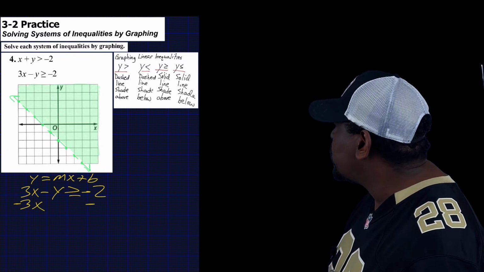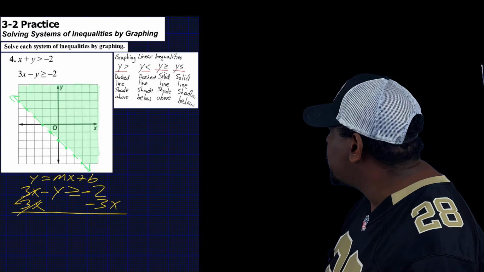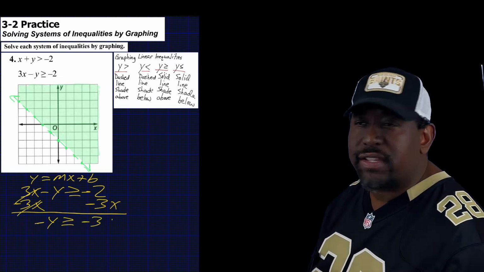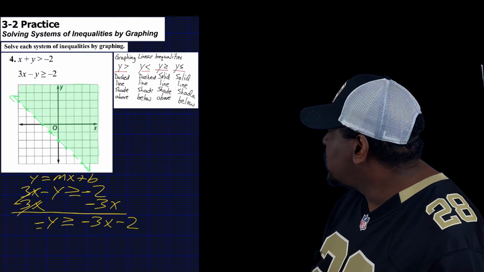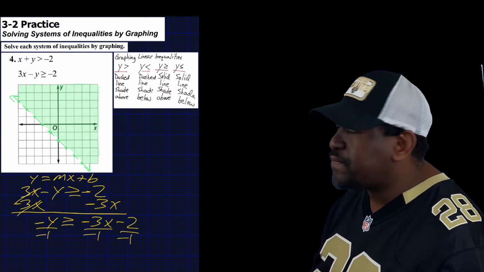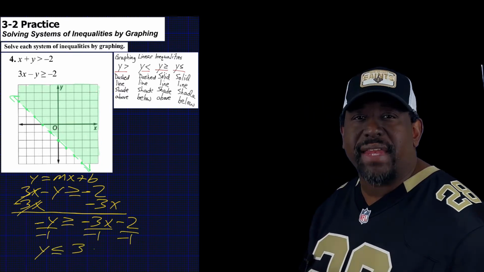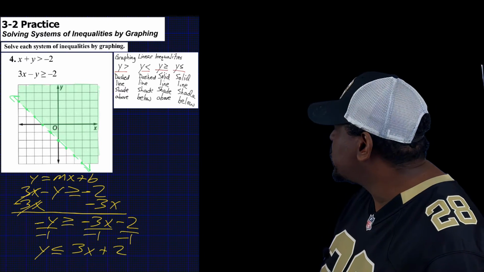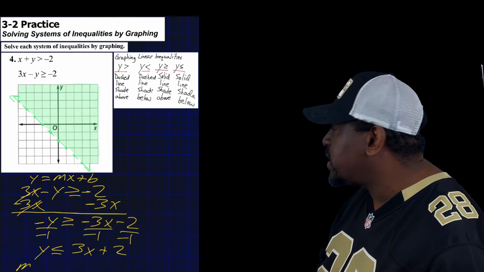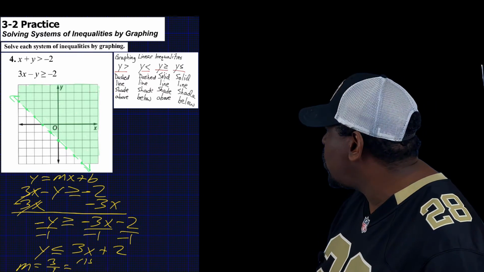To solve for y, we must first subtract 3x from both sides of the inequality. We bring down our -y greater than or equal to -3x minus 2. To get positive y, we divide all three terms by -1. We end up with y. Now, when you divide by a negative, as you can see here, we switch the inequality around. That's called the golden rule of inequality. Anytime you multiply or divide by a negative, you must switch the inequality around.